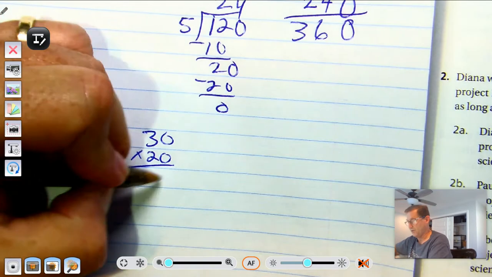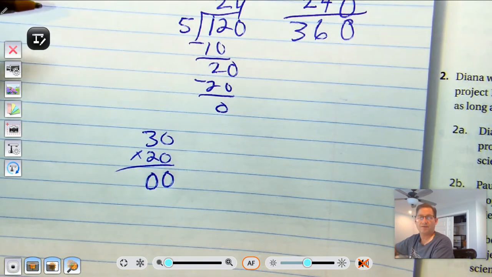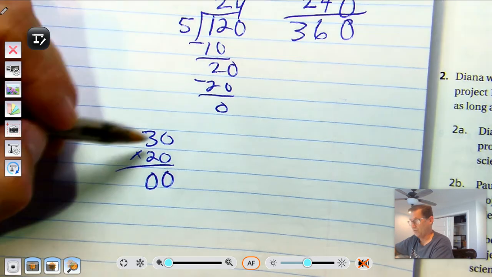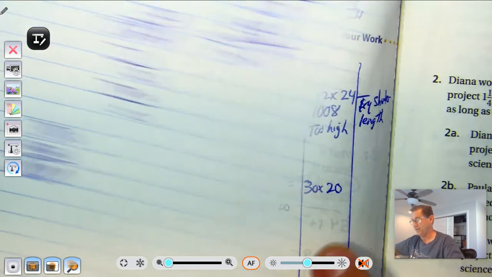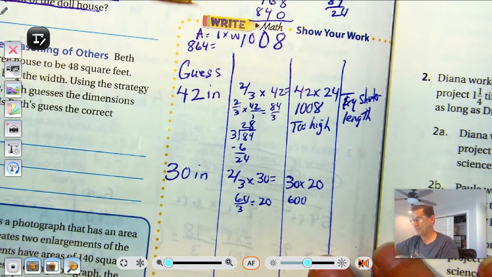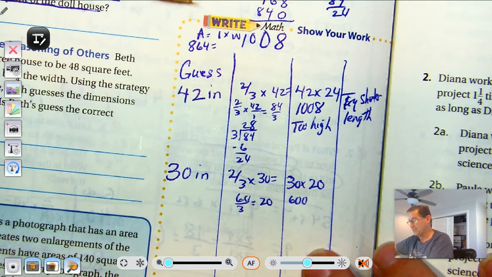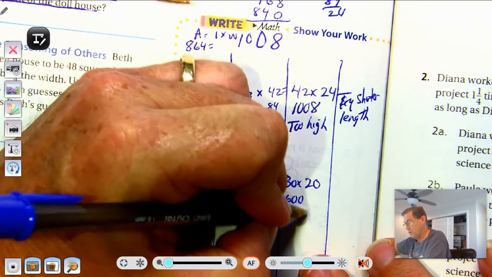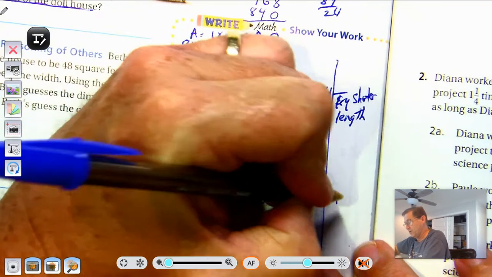That's one of those problems we can do in our head, right? 10 times 10 is going to be 100. So 30 times 20 is going to be 600. So 600 square inches. So that's going to be too low. So let's try something longer.